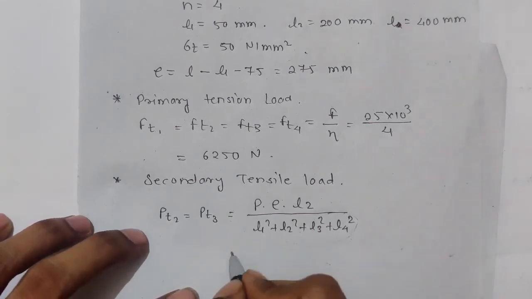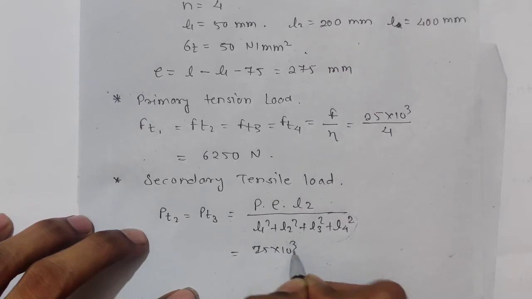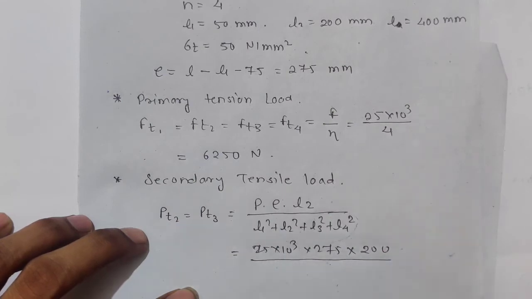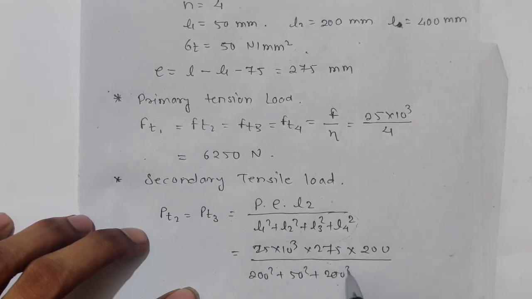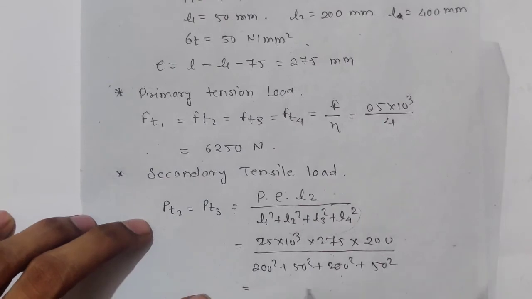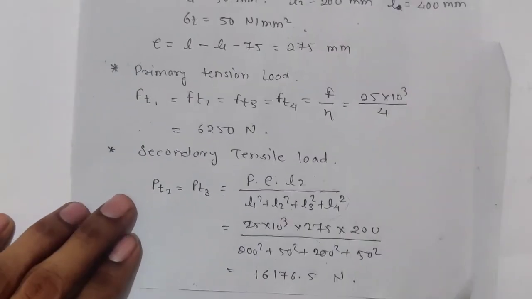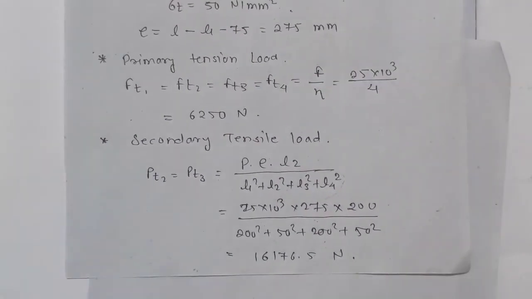Now I will try to find it: 25 into 10 raised to 3, eccentricity is 275, into L2 is 200, divided by 200 square plus 50 square plus 200 square plus 50 square. So you will get the value as 16176.5 Newton. Okay, so we got the secondary tensile load.